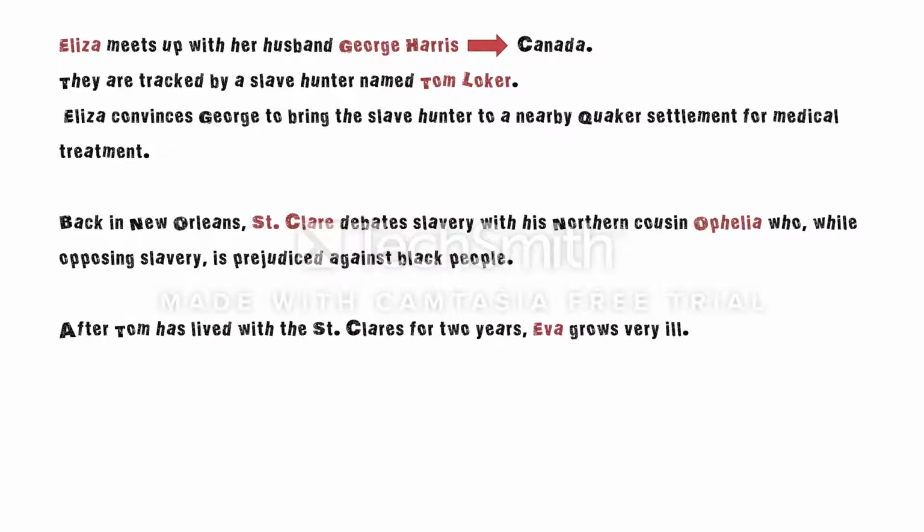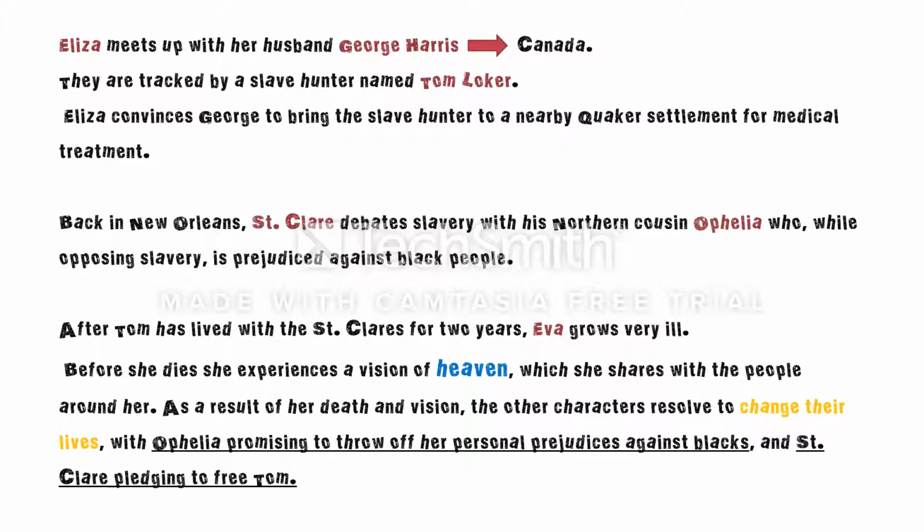The sad thing is that after Tom has lived with the Sinclairs for about 2 years, Eva grows very ill. Before she dies, she experiences a vision of heaven, and she quickly shares this experience with the people around her. And her death changed a lot of people around her. Like her aunt Ophelia, who promises to throw off her personal prejudice against blacks. And the really important thing is that Sinclair pledges to free Tom.